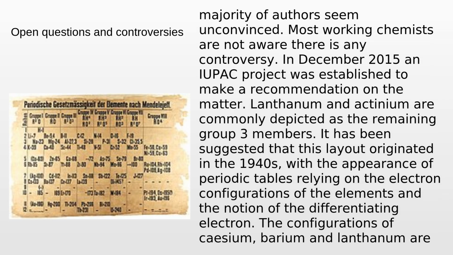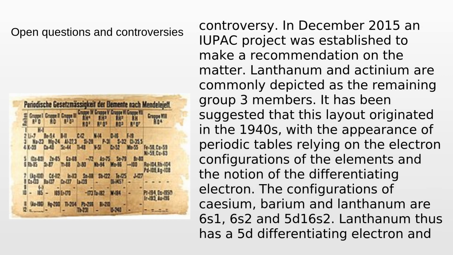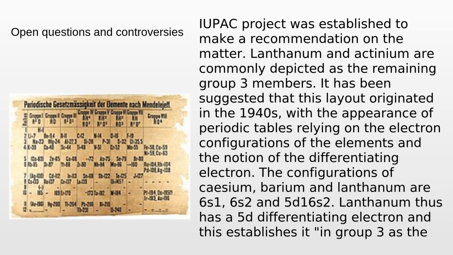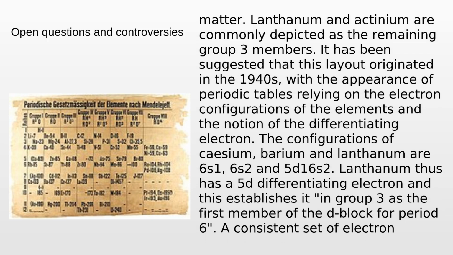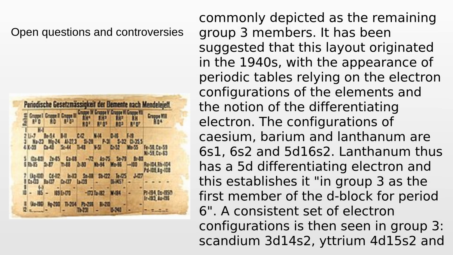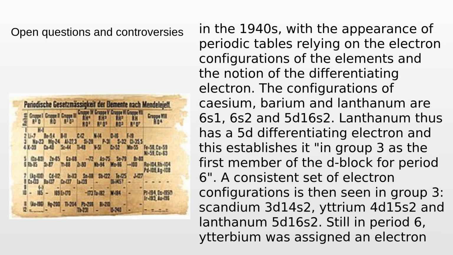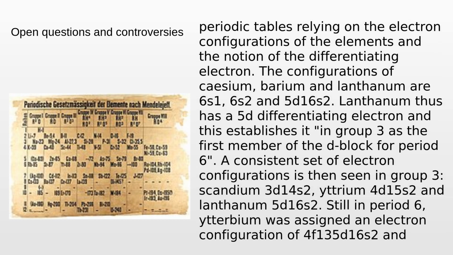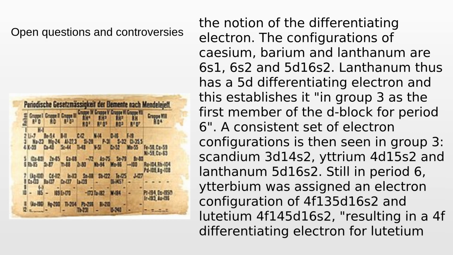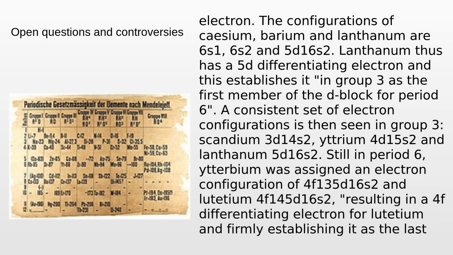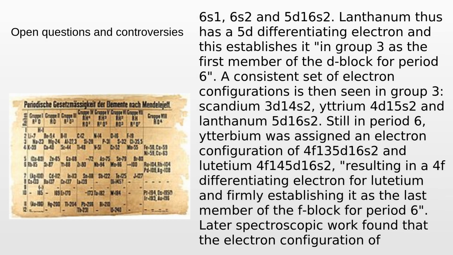It has been suggested that this layout originated in the 1940s, with the appearance of periodic tables relying on the electron configurations of the elements and the notion of the differentiating electron. The configurations of cesium, barium and lanthanum are 6s1, 6s2 and 5d1 6s2. Lanthanum thus has a 5d differentiating electron, and this establishes it in Group 3 as the first member of the d-block for period 6. A consistent set of electron configurations is then seen in Group 3: scandium 3d1 4s2, yttrium 4d1 5s2 and lanthanum 5d1 6s2.